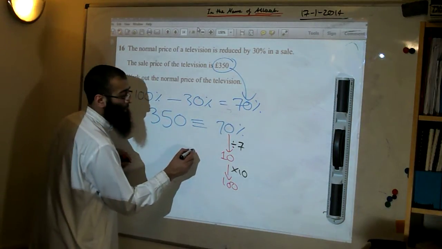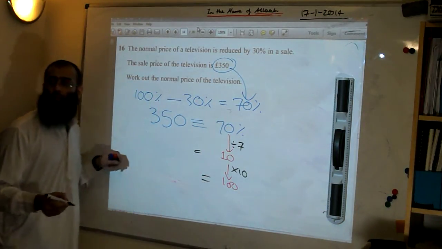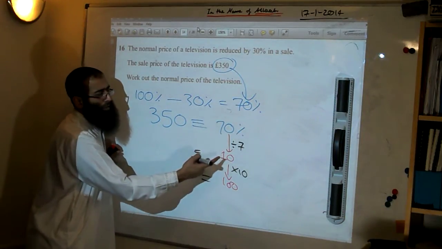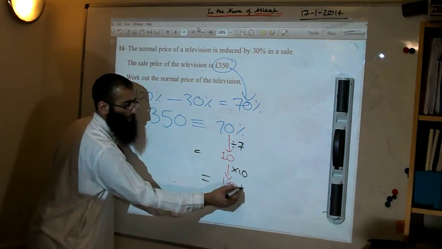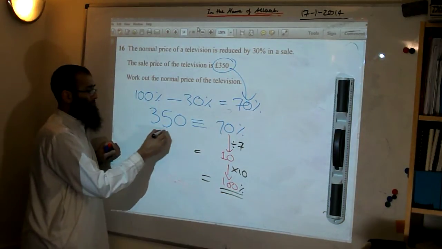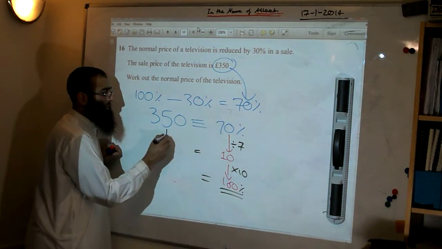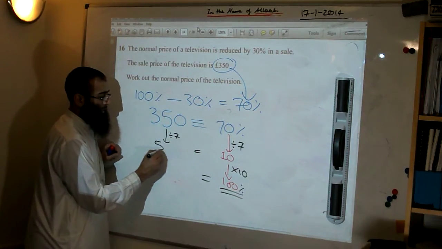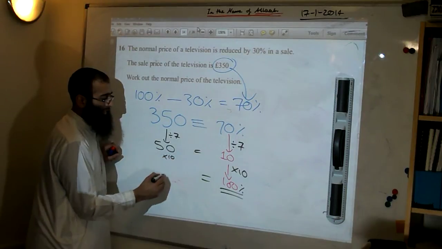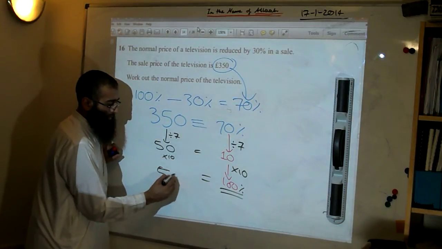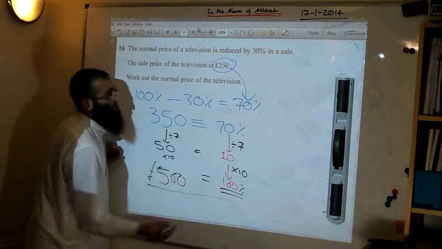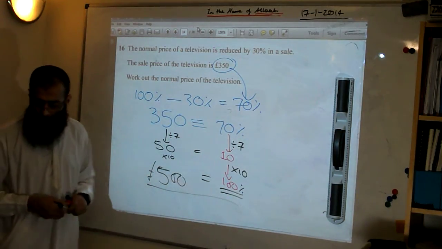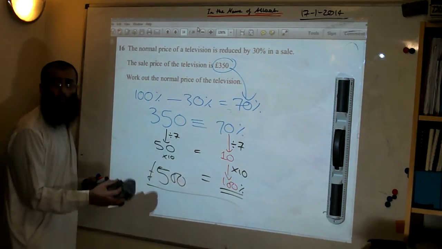It's a non-calculator paper, so we don't want to be busting ourselves up with any dividing by decimals. So 70 divided by 7 is 10, 10 times by 10 is 100%. Now, 350. What you do on the right, you do on the left. 350 divided by 7 is, folks? 50. And then 50 times by 10 is? 500. So the original price of the TV was £500.